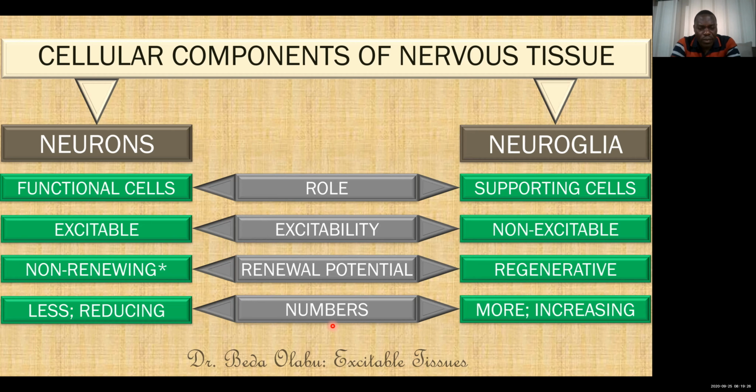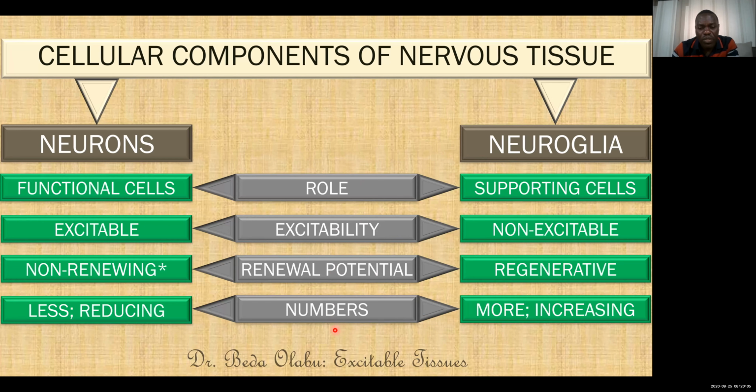But we've said something. Despite the fact that when you're born, the neuroglial cells are more than neurons, we are also saying that the neurons are actually dying, reducing in number, while the neuroglial cells are actually increasing in number because they are mitotic. So for this reason, we will have then more neuroglial cells.